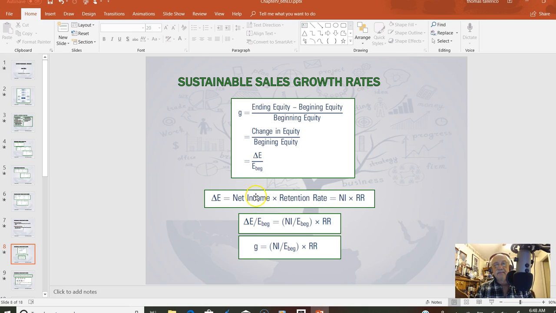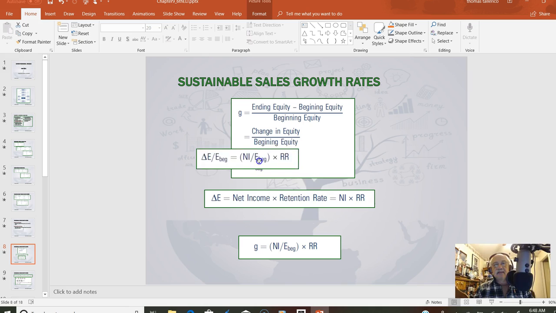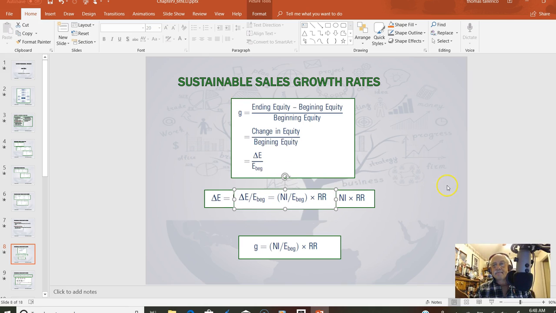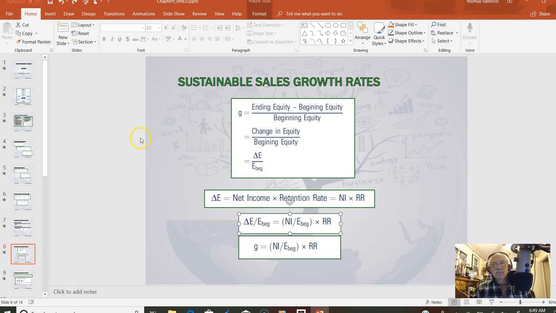Okay, so delta E over E beginning is equal to NI over E beginning, right, times the retention rate, right? So you can kind of see that. And they're basically rewriting this equation, right? So G then becomes NI over E beginning times RR. They just define this as the growth rate.